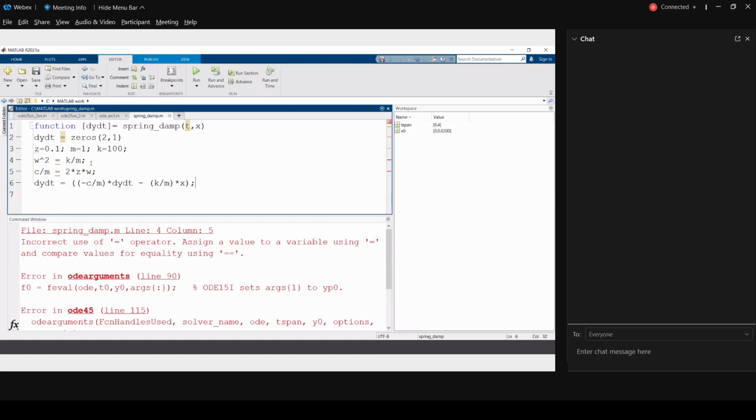What you wanted to find out? Sir, I wanted to find out the omega square. Omega square equals k by m. Why do you want to find out omega square? Sir, because of the value of k by m. So you got k, you got m.